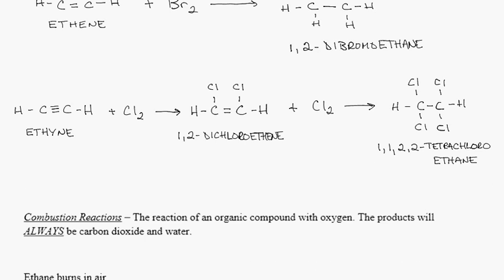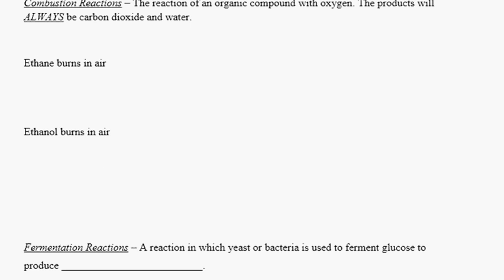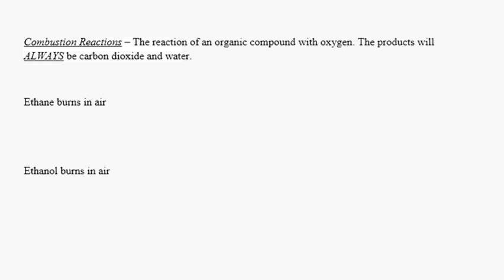The third type of reaction for today is a repeat of something we did earlier in the year, combustion. Combustion is the reaction of an organic compound with oxygen. The products will always be carbon dioxide and water. So ethane burns in air. Ethane, eth, 2 carbons, ane, double and add 2, C2H6, reacts with oxygen, diatomic. It will always form carbon dioxide and water.